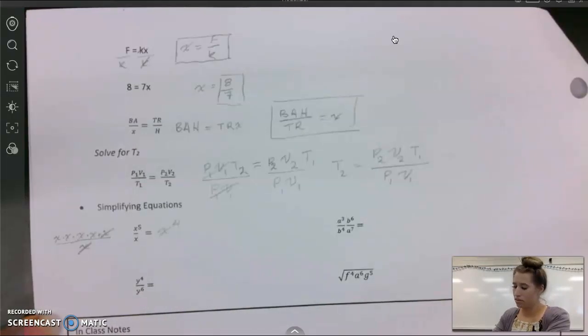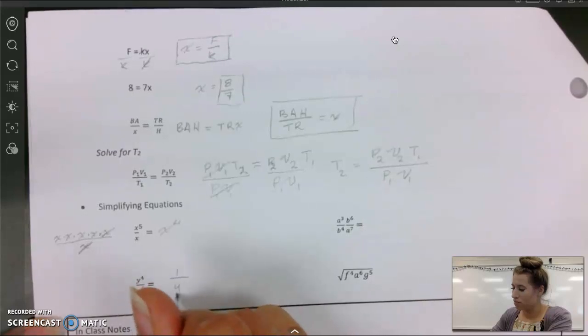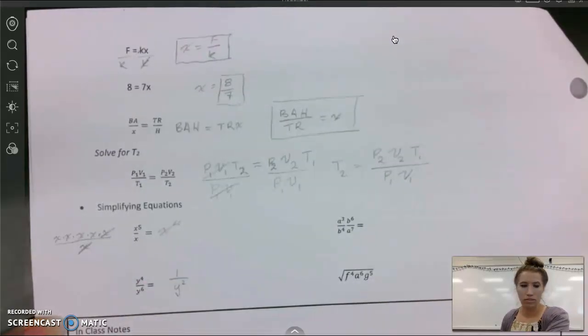We can continue with this idea. We have 4 above and we have 6 below, so 4 of these are going to cancel with 4 of those, so we'll have 2 left over in the bottom of our fraction. Okay? And so we're going to be left with 1 over y squared.